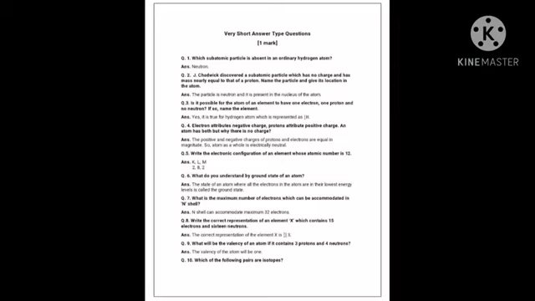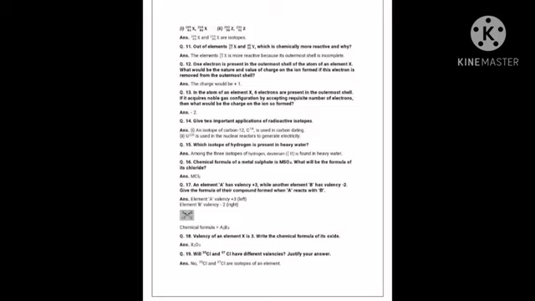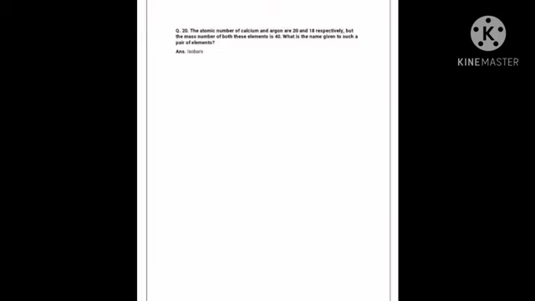Hello everyone. Today we will discuss one mark questions from Chapter 4, Structure of Atom. Here is question number 1. Which subatomic particle is absent in an ordinary hydrogen atom? Ordinary hydrogen atom, or protium, is one of the isotopes of hydrogen which contains one proton, one electron and no neutron. Right? So here neutron is the subatomic particle which is absent in an ordinary hydrogen atom.